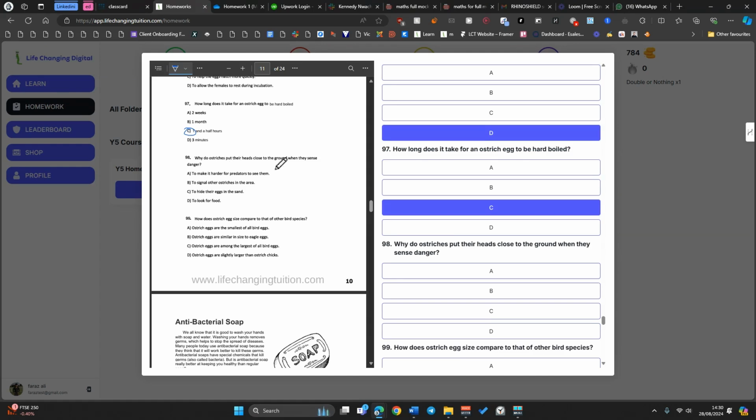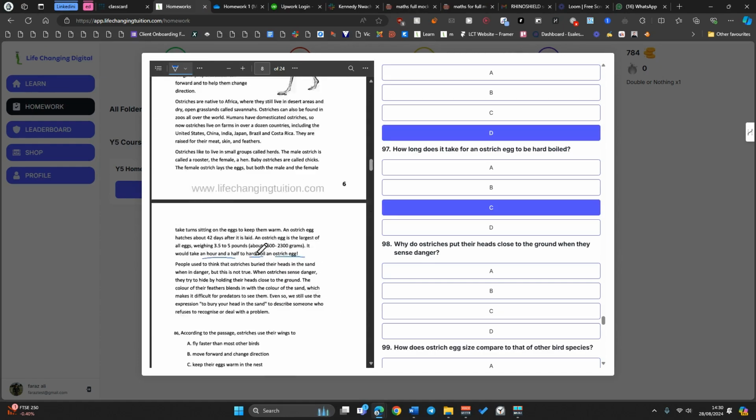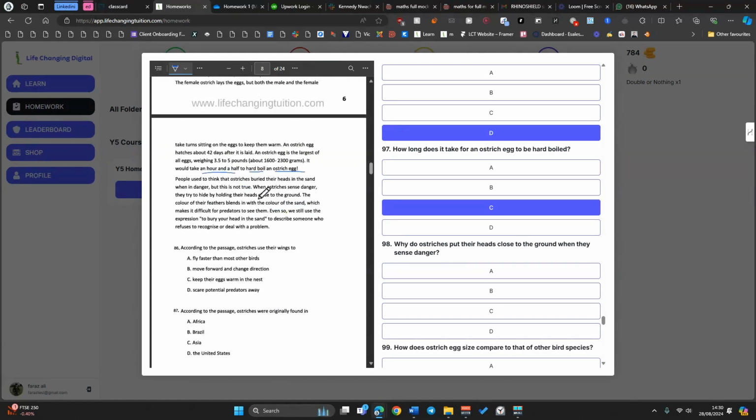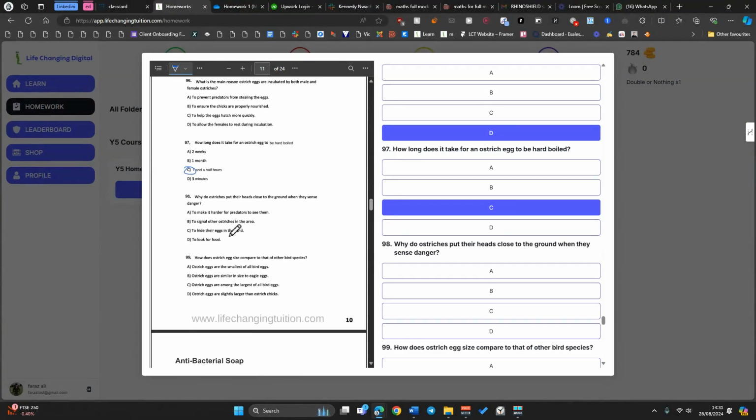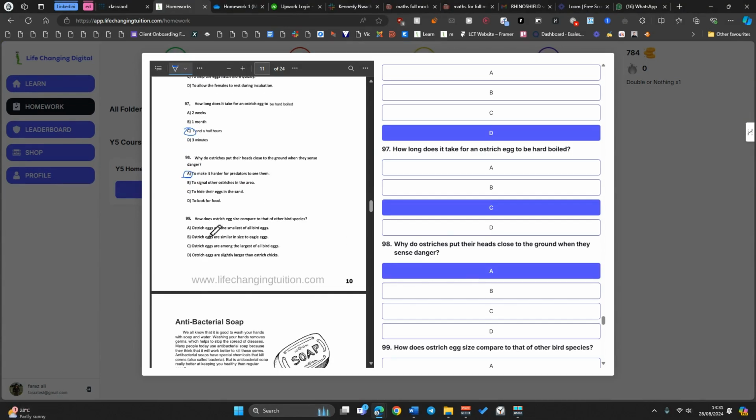Question 98. Why do ostriches put their head close to the ground when they sense danger? The whole last paragraph is about this. When they sense danger, they try and hide by holding their heads close to the ground. And they also seem to camouflage themselves, right? So let's have a look. To make it harder for predators to see them, that would be the answer here, because they're hiding from them. So question 98 is option A.